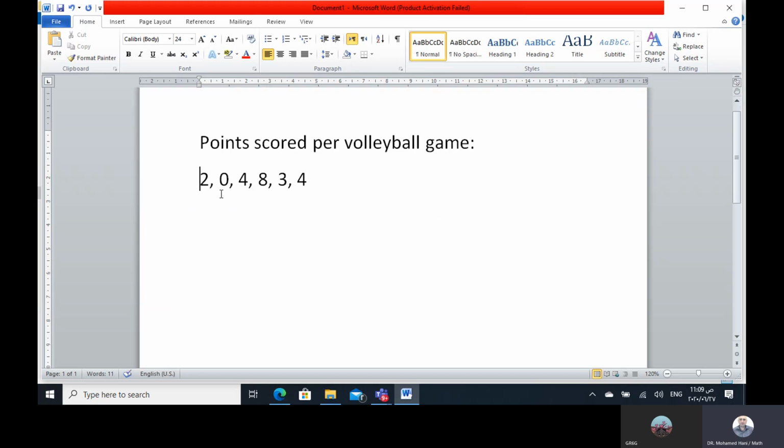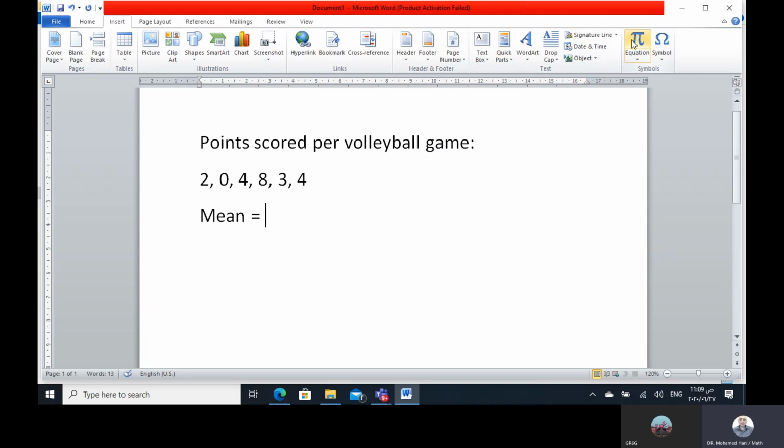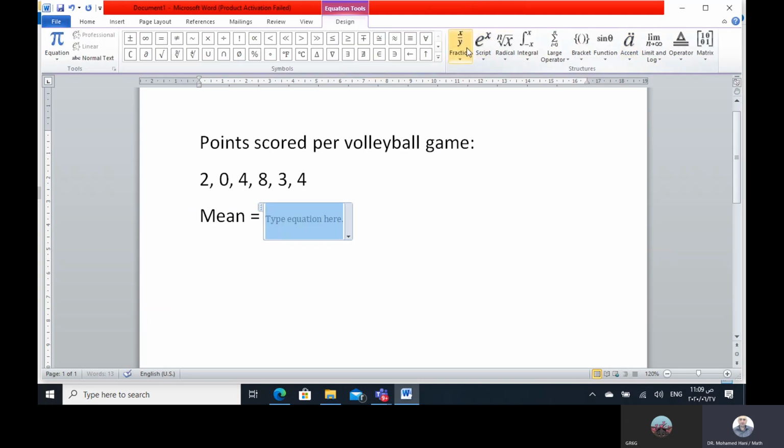This is the data here. We have 2 and 0 and 4 and 8 and 3 and 4. Now we want to find the mean. What is the rule to solve the mean?